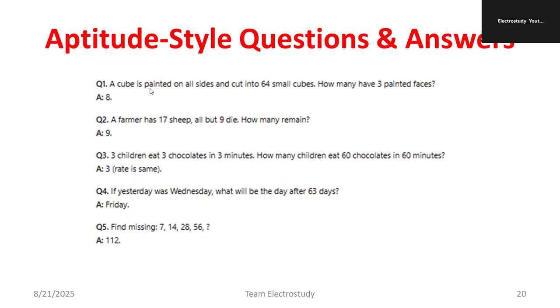Similarly, some numerical facts, like how many edges are available in the cube, how many sides are available. That point you have to remember. Then problems related to puzzles. Some puzzles you have to remember, basic max problems related to basic reasoning. Then similarly, day problems. If yesterday was Wednesday, what will it be after 63 days? You have to apply the shortcuts. It will be Friday. Find the missing number.